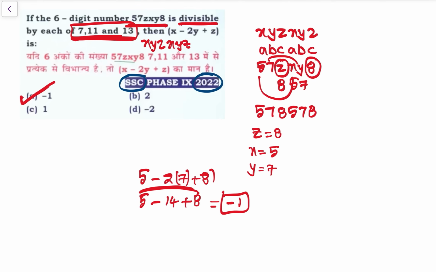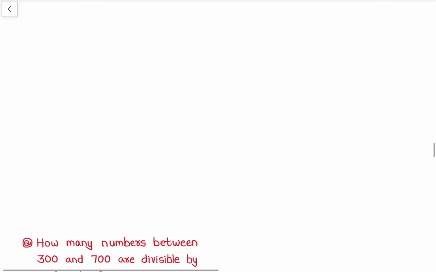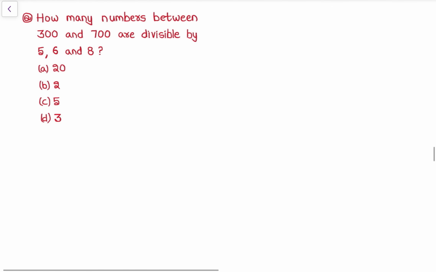सो ये काफी इंपॉर्टेंट है। If any 6 digit number is divisible by 7, 11 and 13, then the number is in the form of XYZ XYZ or ABC ABC form में। Now let's see next. See, again now we have come to different type of questions.